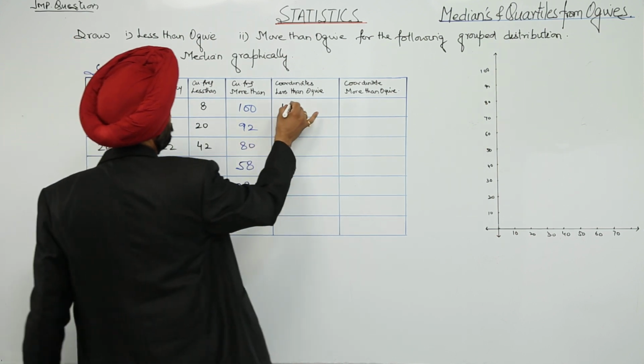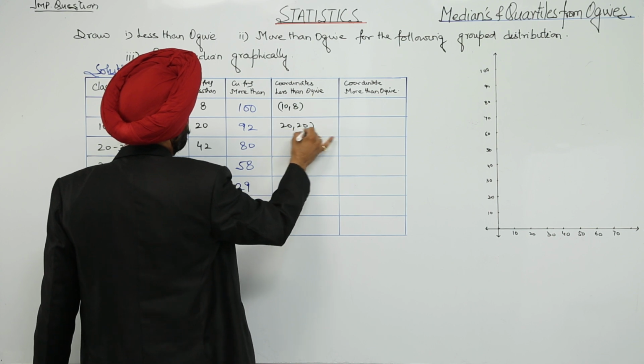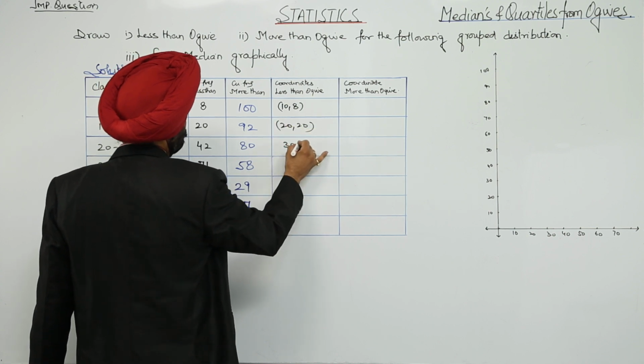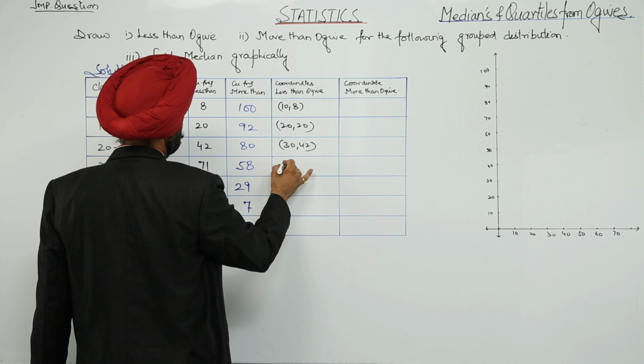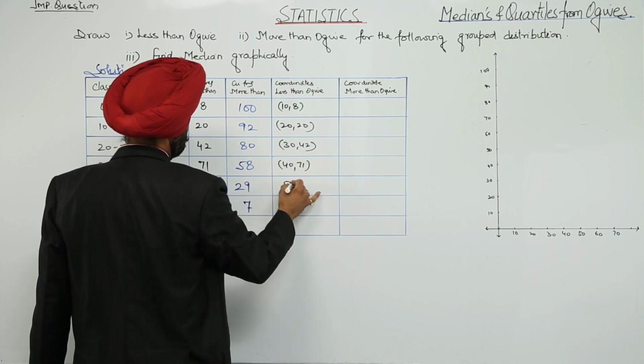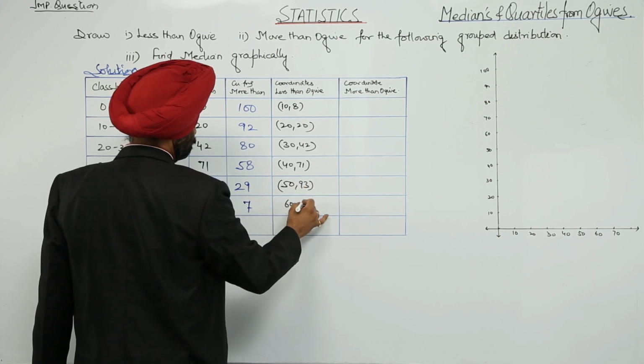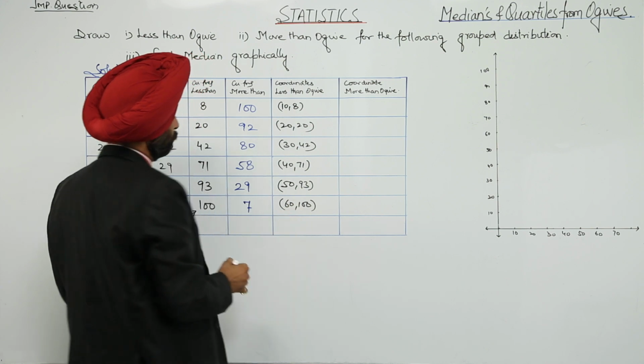Now, the coordinates for the less than ogive: 10 with 8, 20 with 20, 30 with 42, 40 with 71, 50 with 93 and 60 with 100.